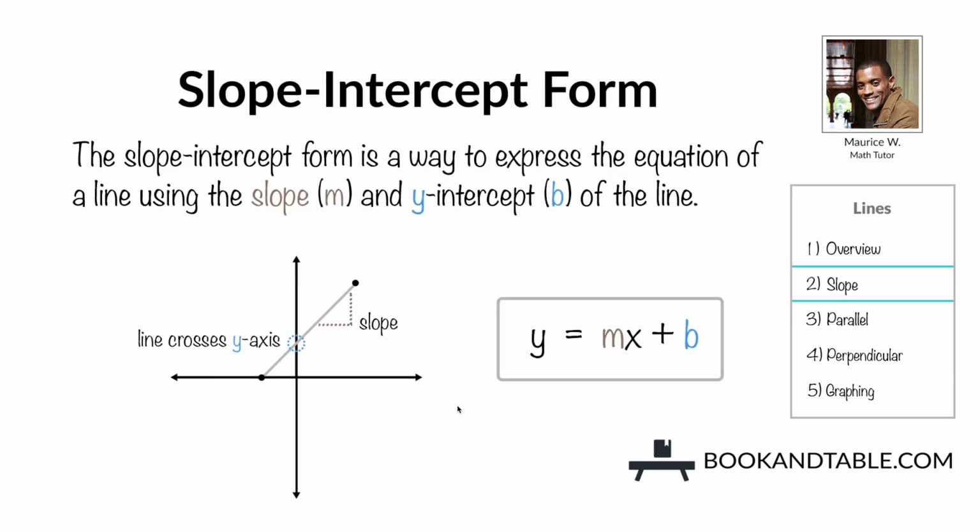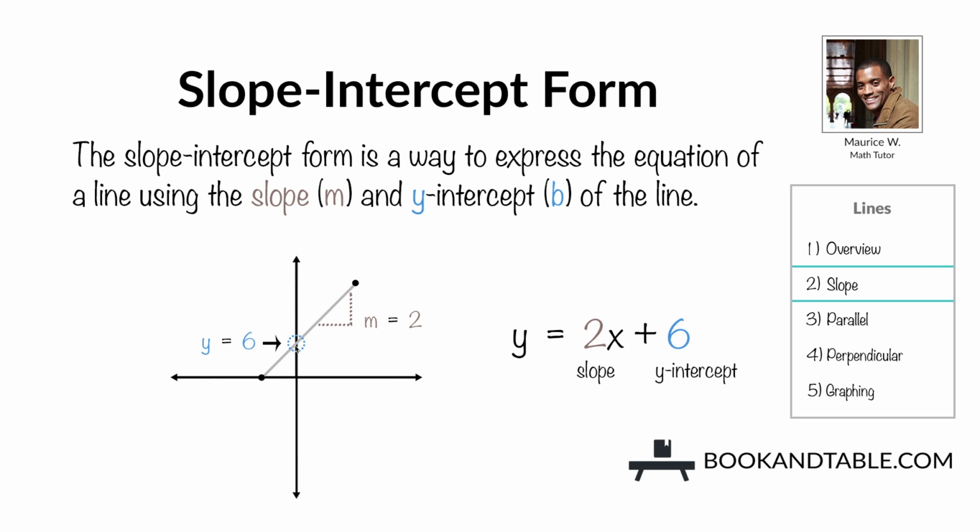Let's now discuss the slope-intercept form. The slope-intercept form is a way to express the equation of a line using the slope, m, and the y-intercept, b, of the line. So we just discussed the slope. The y-intercept is the point along the y-axis where the line crosses. So the equation of a line, slope-intercept form, has y on one side and the slope and y-intercept on the other. And it's given this general form, y is equal to mx plus b, m being the slope of the line, and b being where the line crosses the y-axis.